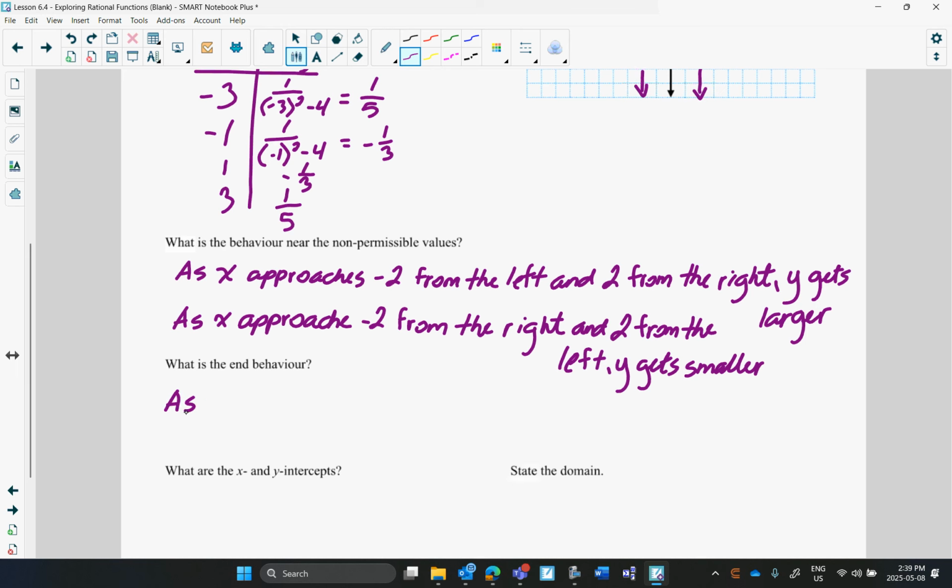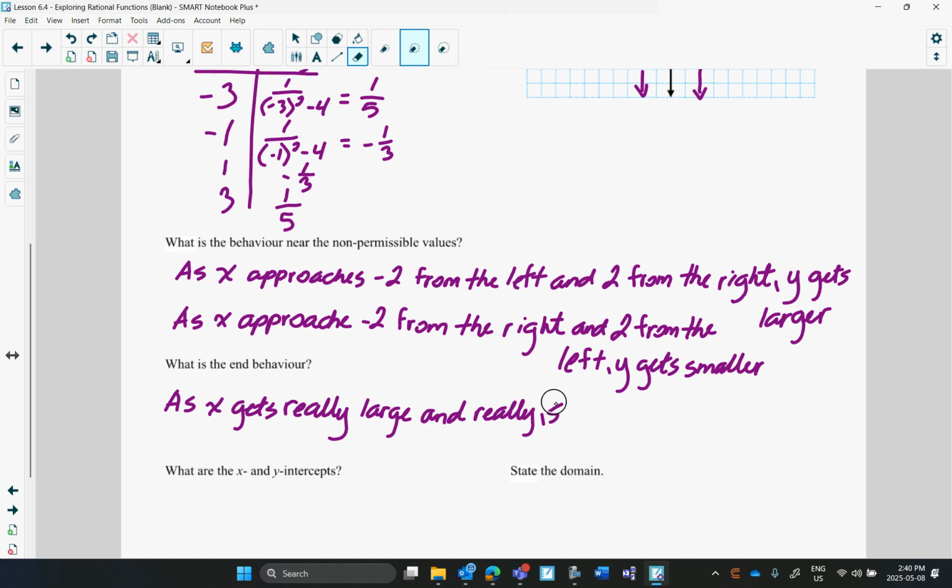As x gets really large and really small, y approaches 0.